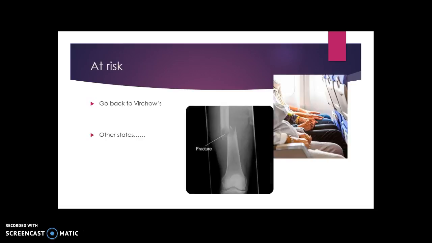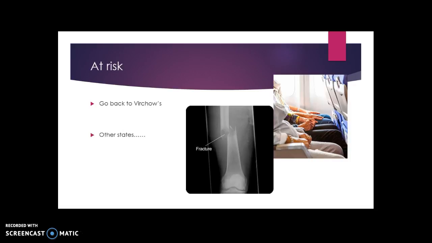People at risk. Think about your Virchow's triad. Anybody that has a hypercoagulable state. So people who have diabetes, people who have high platelet counts. If you're dehydrated or have a high hematocrit, you can be at risk for developing a blood clot because the blood is going to get thicker. Thicker blood is going to tend to want to clot more.